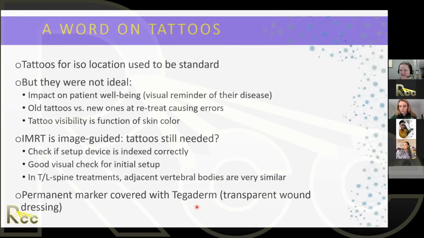Also, if I just look at our attendees here, we have a wonderful variety of skin colors. My cousin married a wonderful gentleman from Ghana, and a tattoo on his skin is clearly not visible, versus a tattoo on my skin that sticks out. So we thought that tattoos, in the United States, where we also have a very diverse population from all over the world, weren't really a good tool. And especially once we got IMRT and all this image guidance, we asked ourselves, are these tattoos still needed?